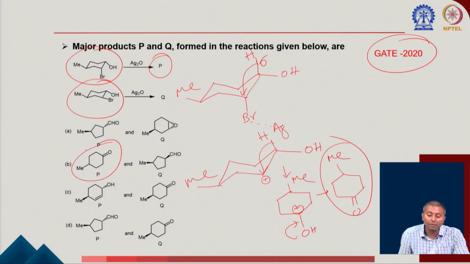Okay. Now let's try to figure out what will be the structure for the Q. Now the question comes, so this bromine was in the axial, now the question comes, in the same substrate, if the bromine will be in the equatorial, what will happen?